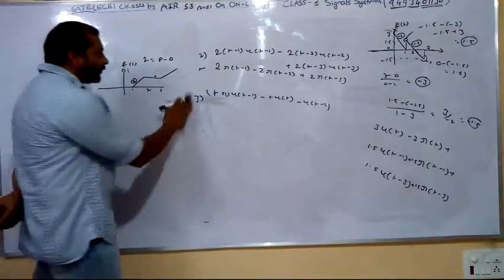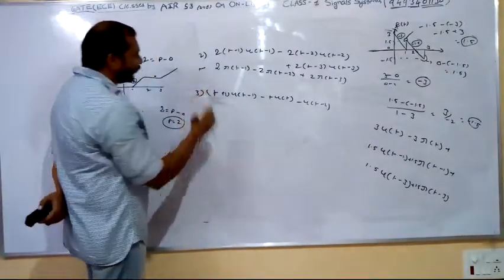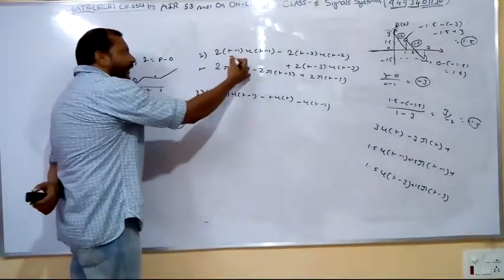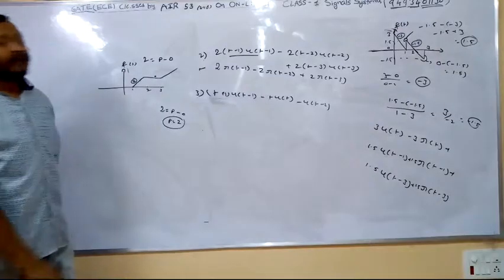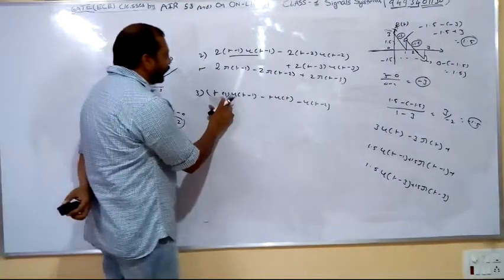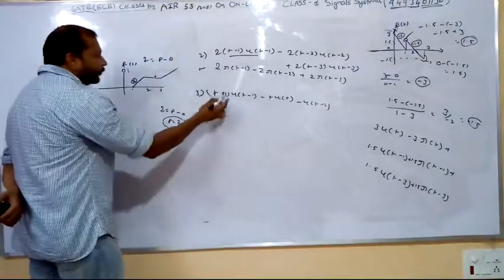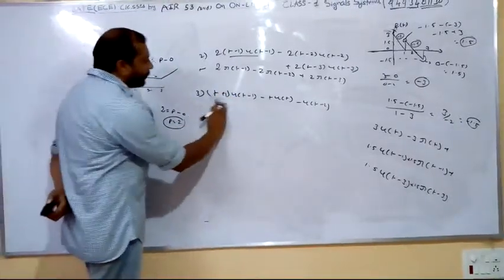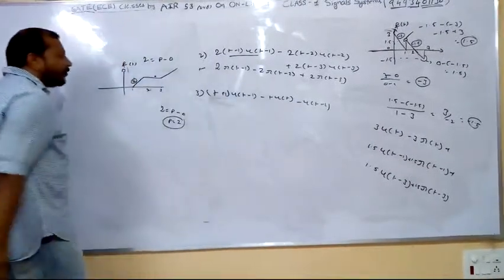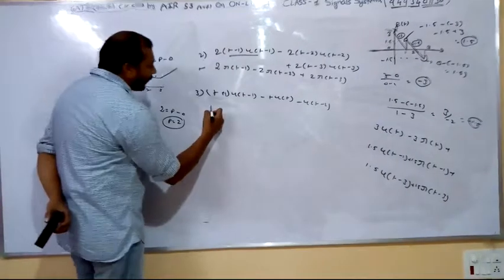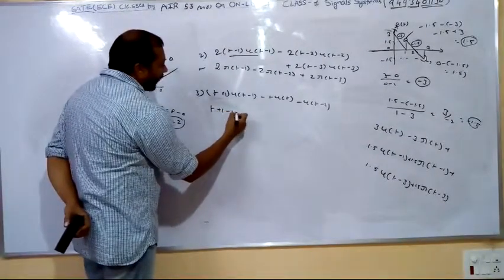Now coming to this one. What is the difference between this question and the previous question? Here directly they have t minus 1 into u of t minus 1, so directly you can write r of t minus 1. Here they have given t plus 1 into u of t minus 1. For this, how can you represent it? We want t minus 1 into u of t minus 1 for r of t minus 1, so simply add plus 1 and minus 1.